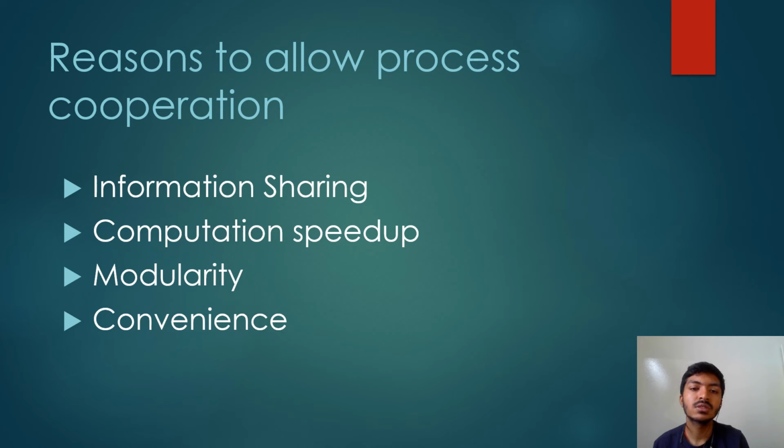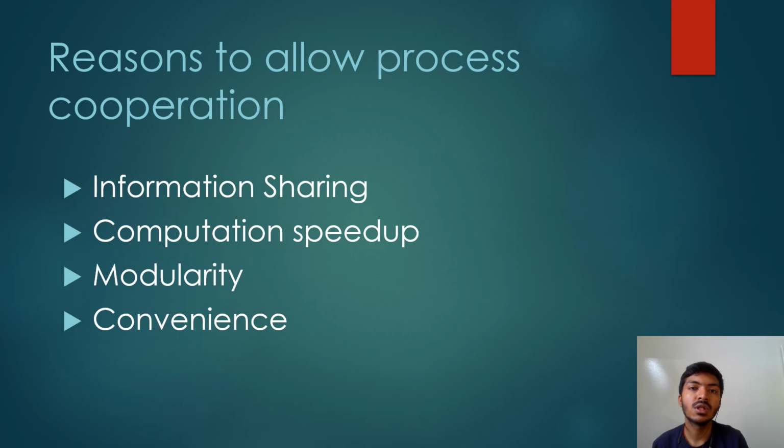The second one is computational speedup. In computational speedup, a task is divided into various subtasks. This is used to increase the speed of the process. Now, these subtasks lead to the same main process. Therefore, there needs to be cooperation and coordination among these different subprocesses. This is another reason to allow process cooperation in the case of computational speedup.